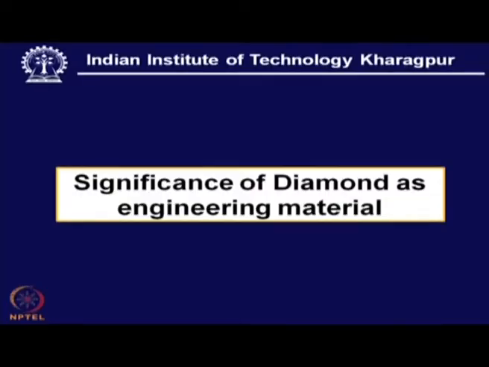Chemical vapor deposition of diamond coating. Now, let us look into the significance of diamond as an engineering material. If we look into the properties of diamond, the most important and most attractive one is the thermal conductivity, and because of this diamond is used as a heat sink in many electronic applications and also in the area of mechanical manufacturing.